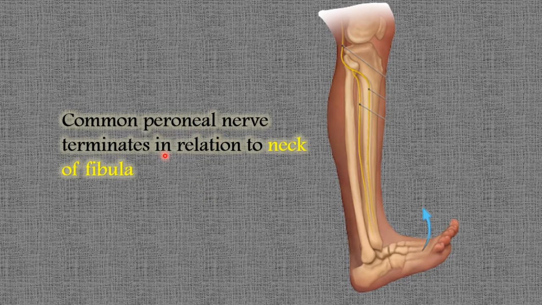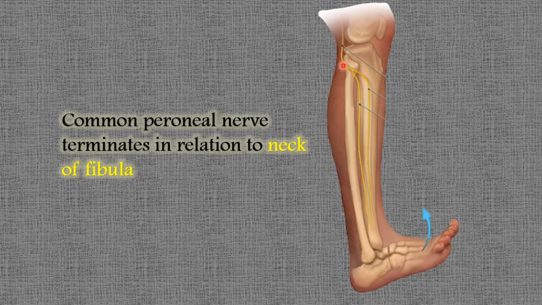The common peroneal nerve terminates in relation to the neck of the fibula. As you can see, this is the common peroneal nerve, which is part of the sciatic nerve. The sciatic nerve is composed of two parts, the tibial part and the common peroneal part, which bifurcate behind the knee, in the popliteal fossa. So it divides into the two terminal parts. The tibial part supplies the posterior compartment, whereas the common peroneal part winds around the neck of the fibula and enters the lateral compartment.